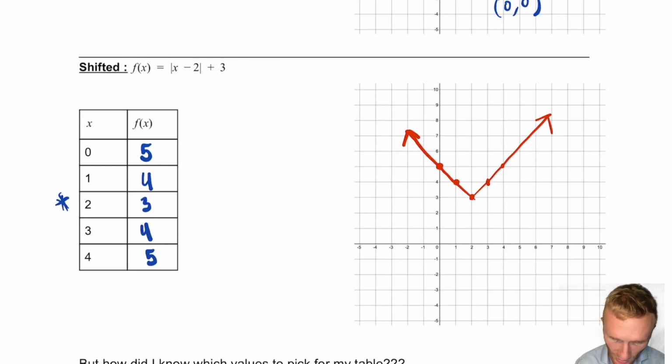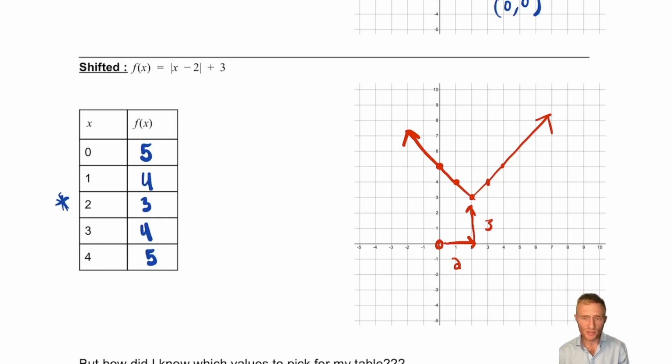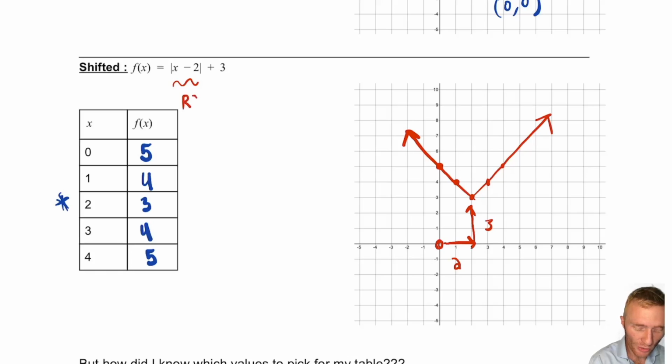The only thing that's happened here is this has shifted from the origin over 2 and up 3. We're going to learn about a lot of these different function transformations. It turns out that the minus 2 on the inside means we're going to shift to the right 2 spaces. And this plus 3 means we're going to shift up 3 spaces.